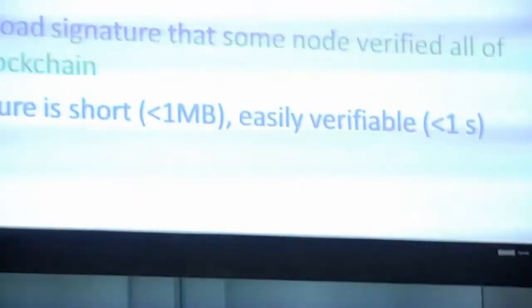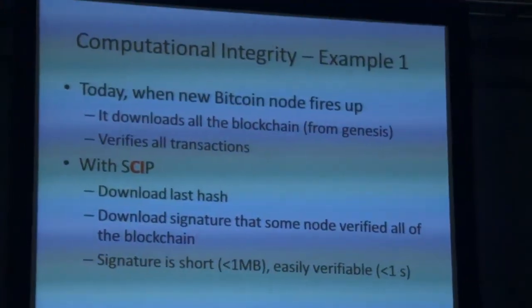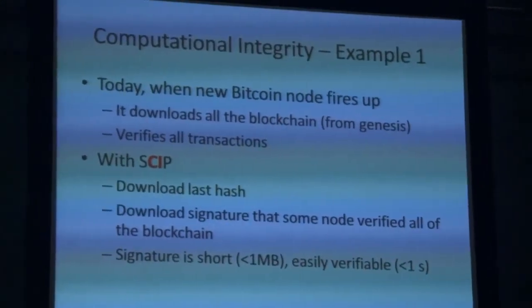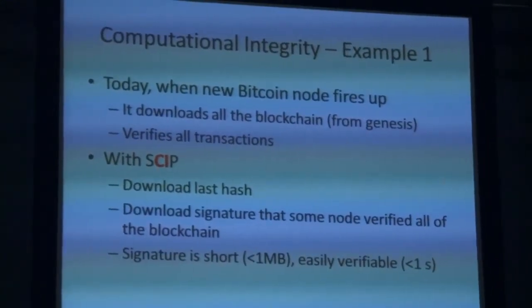So I'll start with some examples of the things we can do. Let's take some things the way they're done today with Bitcoin and the way we can change it and make it better. So today when a new Bitcoin node fires up, it downloads all of the blockchain from the Genesis block, and it needs to verify all of the transactions there.